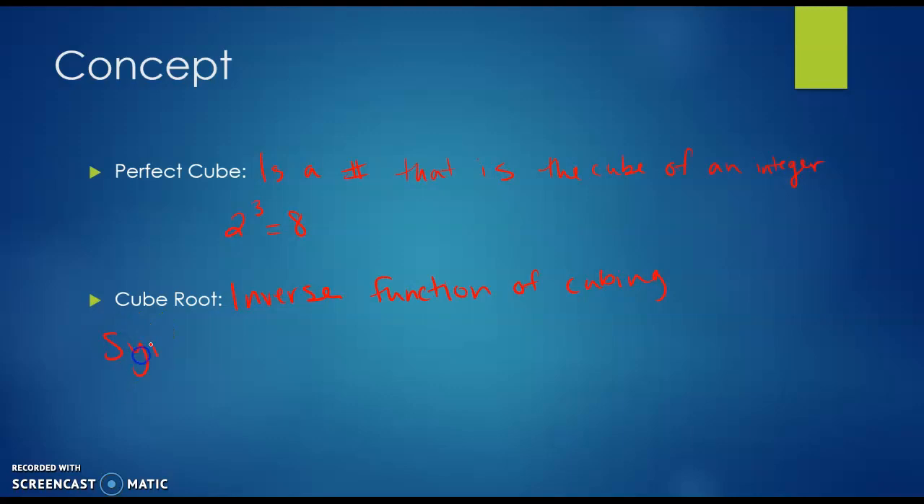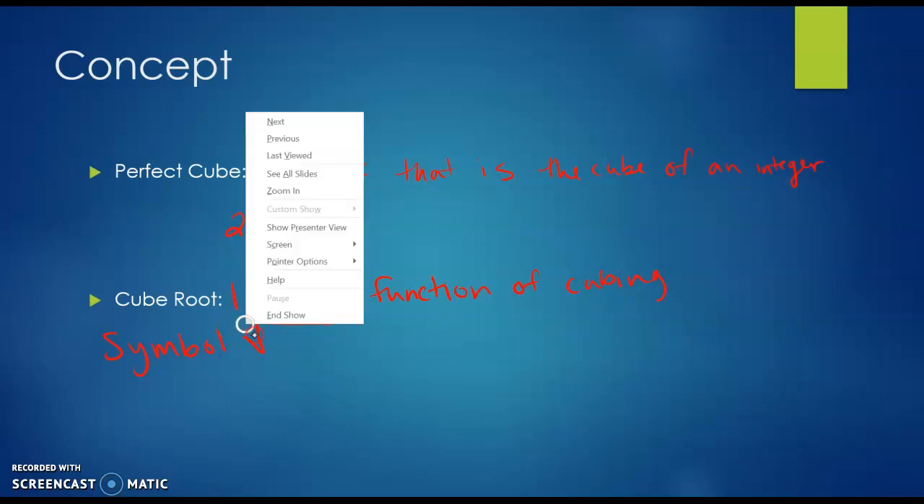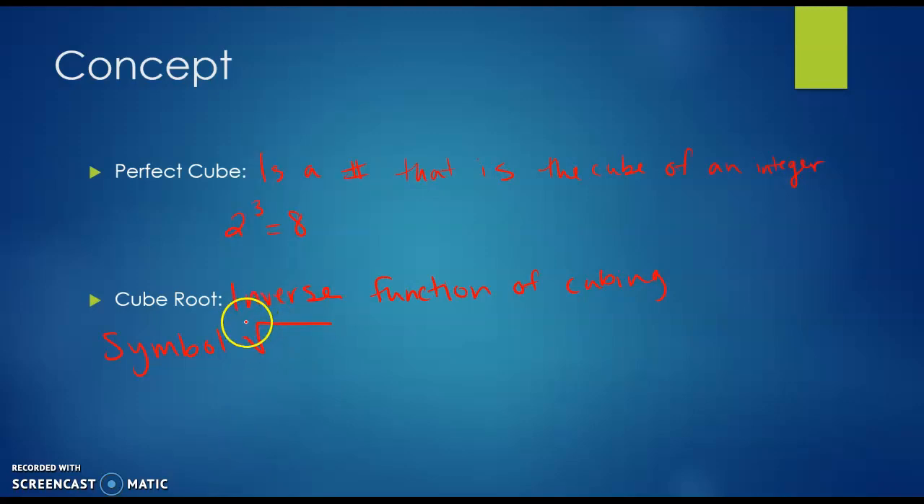So our symbol is the radical again, but I'm going to put a little 3 inside the little check piece, and that's our way of indicating what root it is. If there's no number there, it's an automatic square root. If there is a number, then that's the root. So in this case, it's 3.